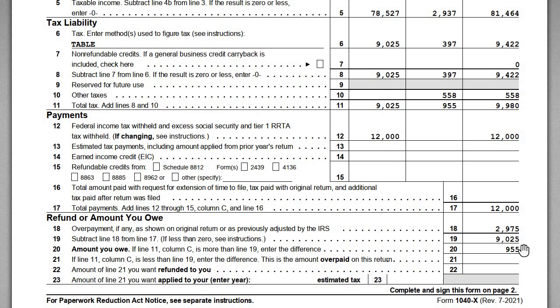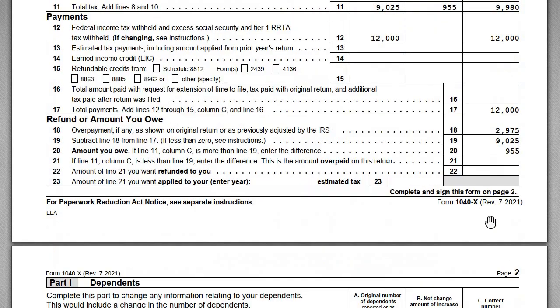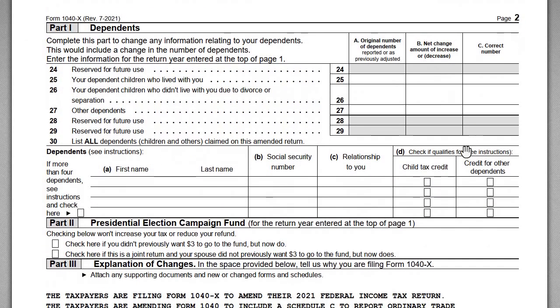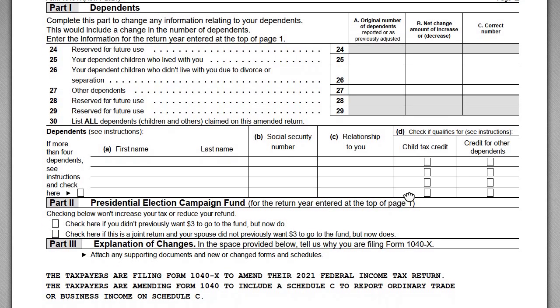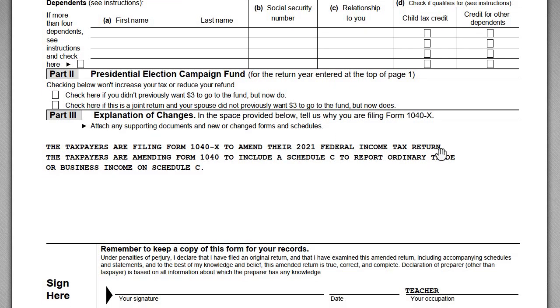And again, logically, this makes sense, right? We owe money to the IRS because we failed to report net income from our trade or business. So we owe $955. Now, on the second page here, Part 1, dependents. If you have updates to dependents, you complete this. Obviously, we don't have any dependents. They don't have any qualifying children or dependents, so this can be left blank. Part 2, you can update this if you want to donate to the presidential election campaign fund. Go ahead and leave that blank. I think they've got enough money.